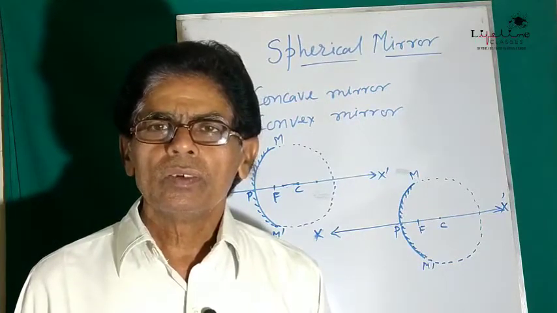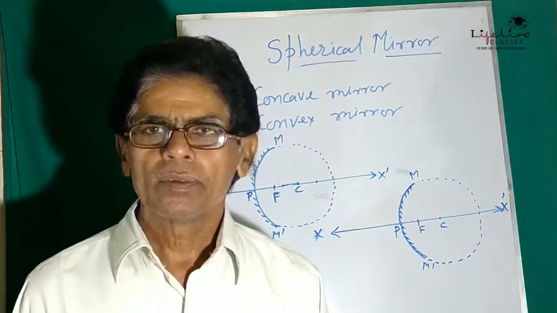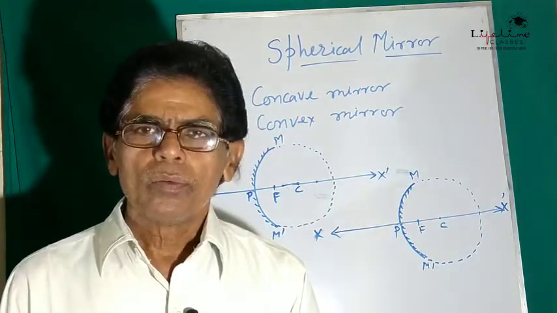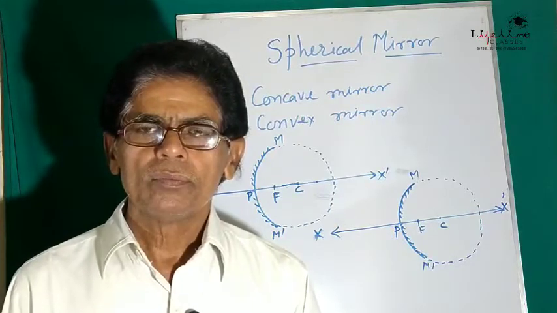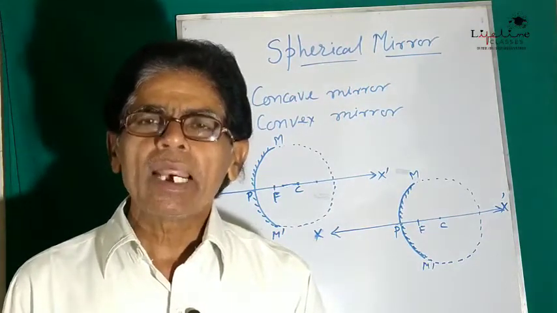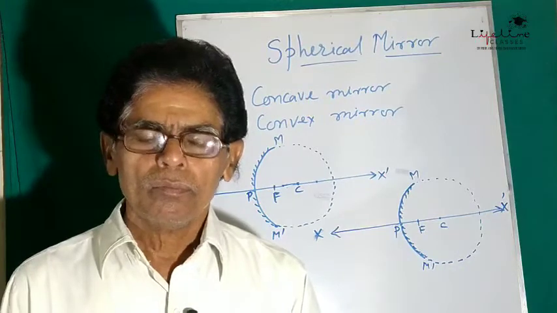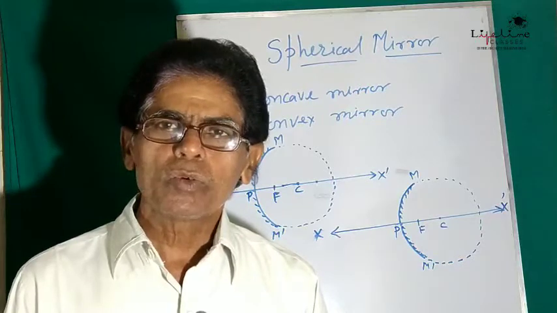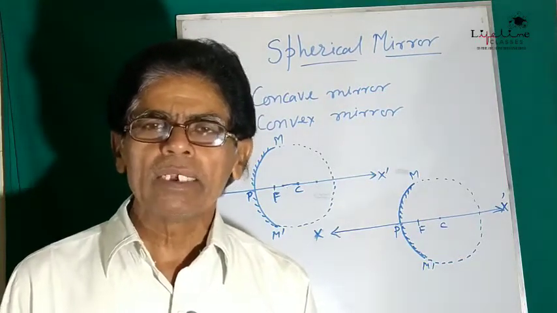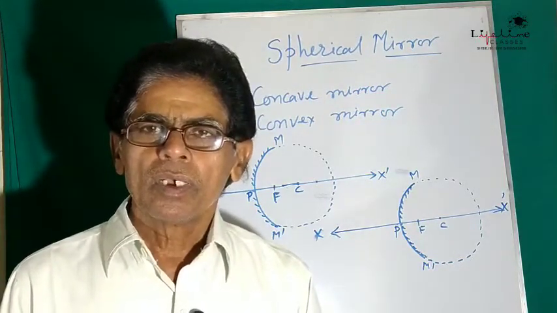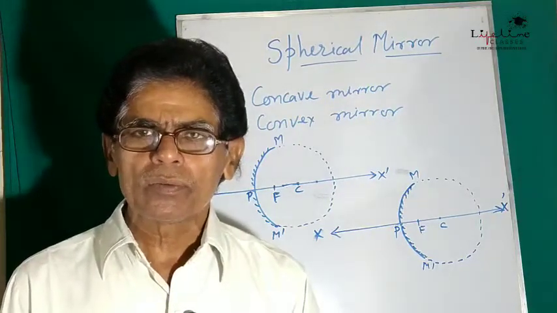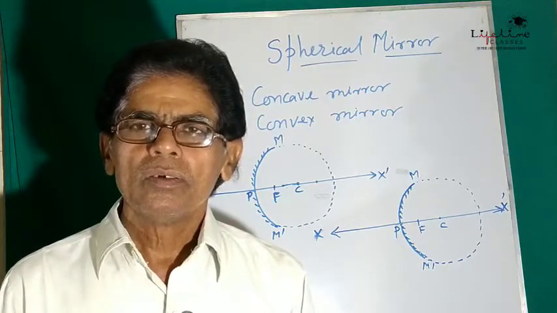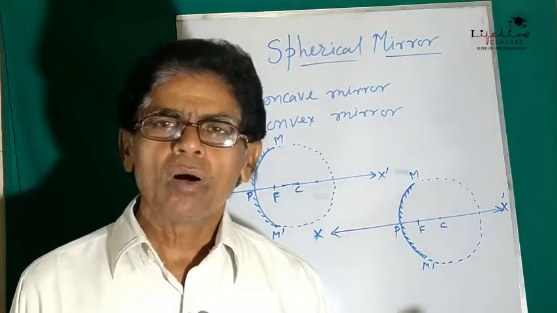First is the aperture. What is aperture? It is the width of the reflecting surface, means edge to edge diameter. Edge to edge diameter of the reflecting surface gives the size of the reflecting surface, and it is here optically termed as aperture of the mirror.